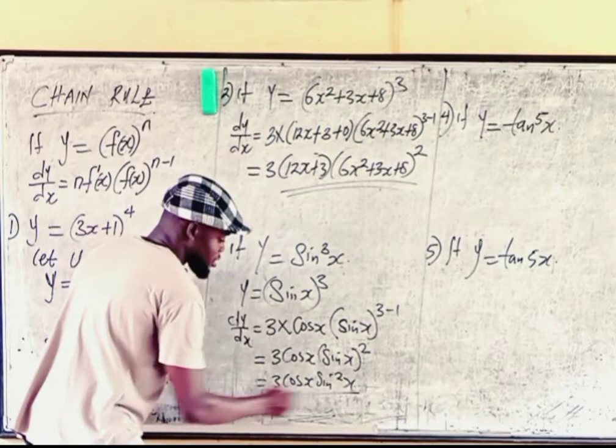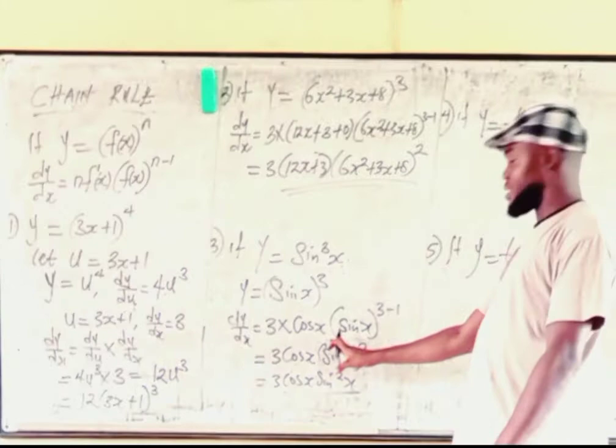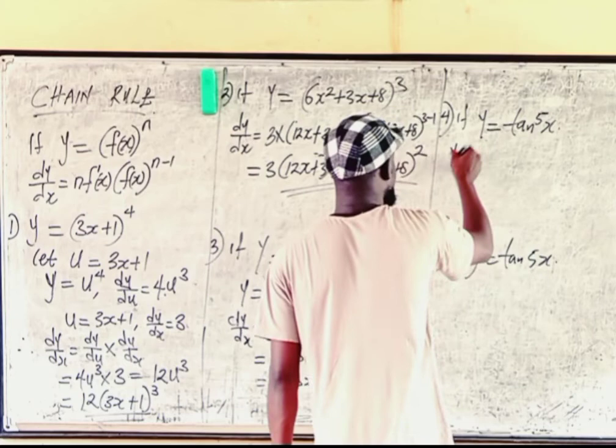That's the answer. It's a very short, a very sweet method. So let's look at this from this end. This can also be equal to tan x, everything is power 5. This can also be y equal to tan x, everything is power 5, same thing.